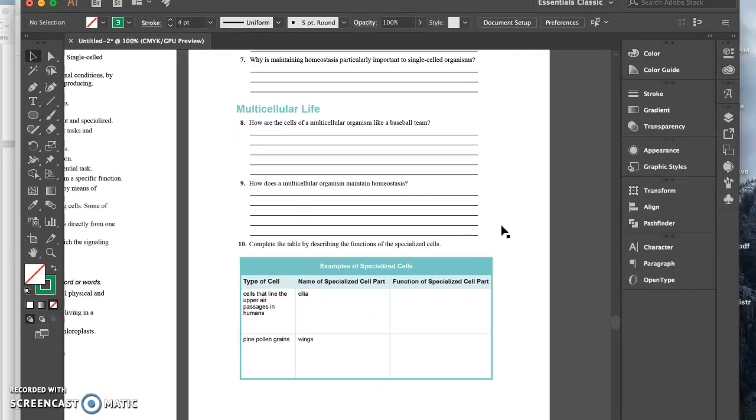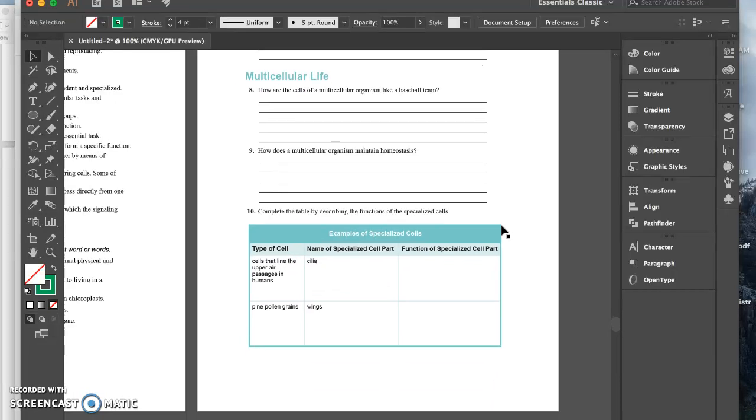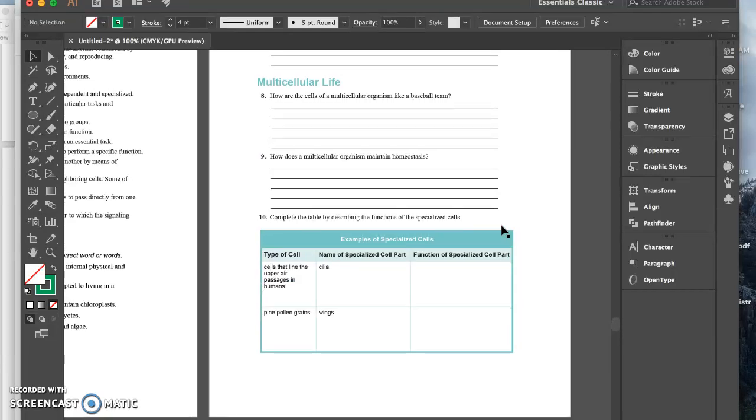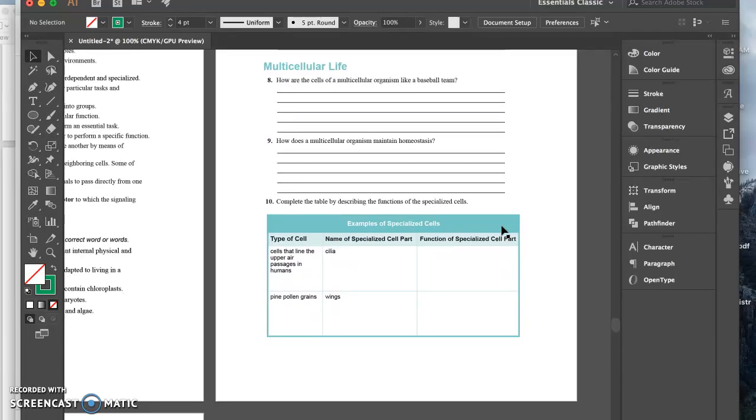All right, let's move on to the second section, which is on multicellular life. How are the cells of a multicellular organism like a baseball team? I'm not a big baseball fan, but I suppose it's like anything: in multicellular life, we have division of jobs. So your heart doesn't have to see. Your toes don't have to see. Your tongue doesn't have to see. Your liver doesn't have to see. That's all done by your eyes, and that gets sent to the brain, which then affects all the other systems.